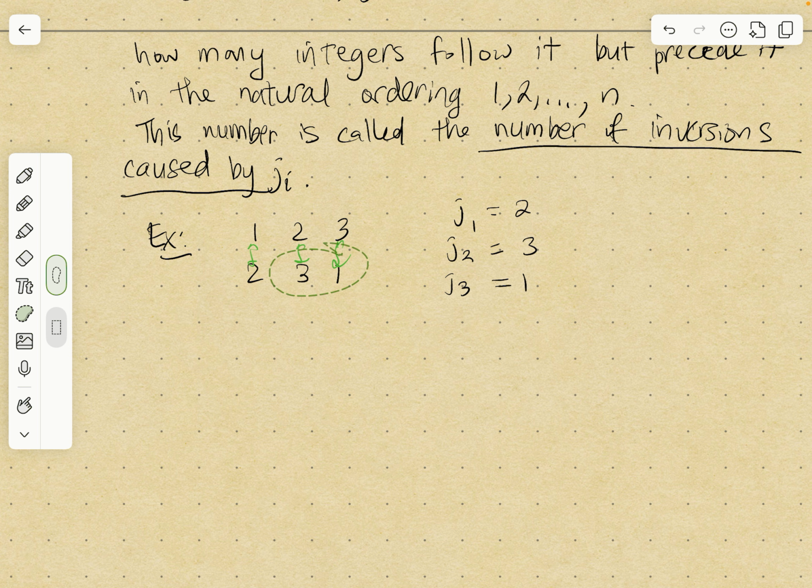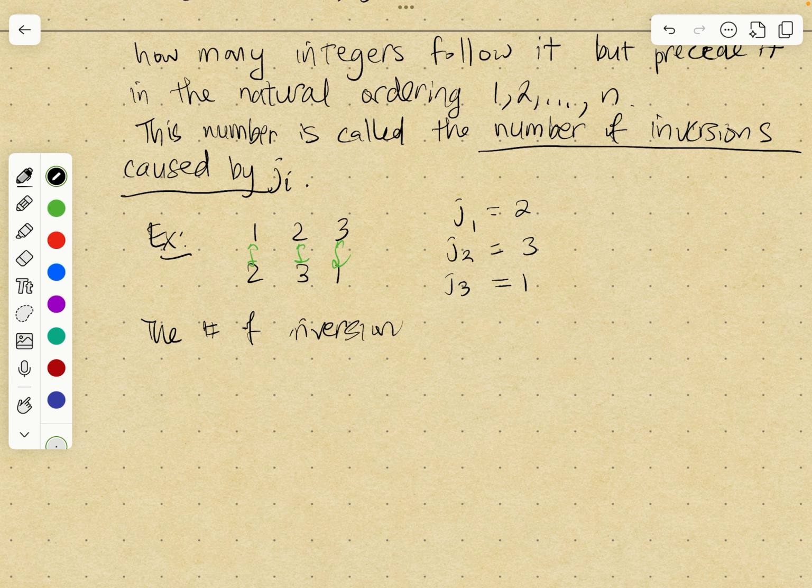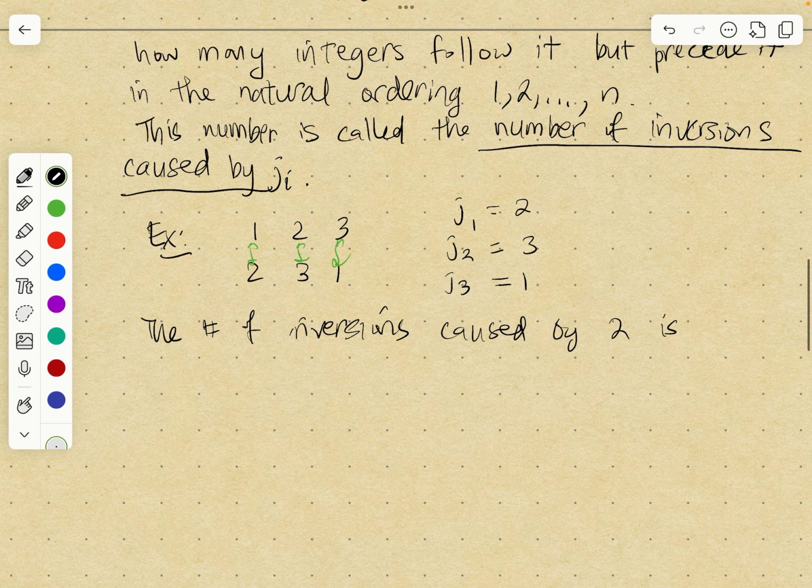Now, of those numbers, how many of them come before 2 in the ordering from 1 to n? In other words, how many of them are less than 2? Well, there's 1. This is the only one that's less than 2 out of the numbers after it. So the number of inversions caused by 2 is 1.